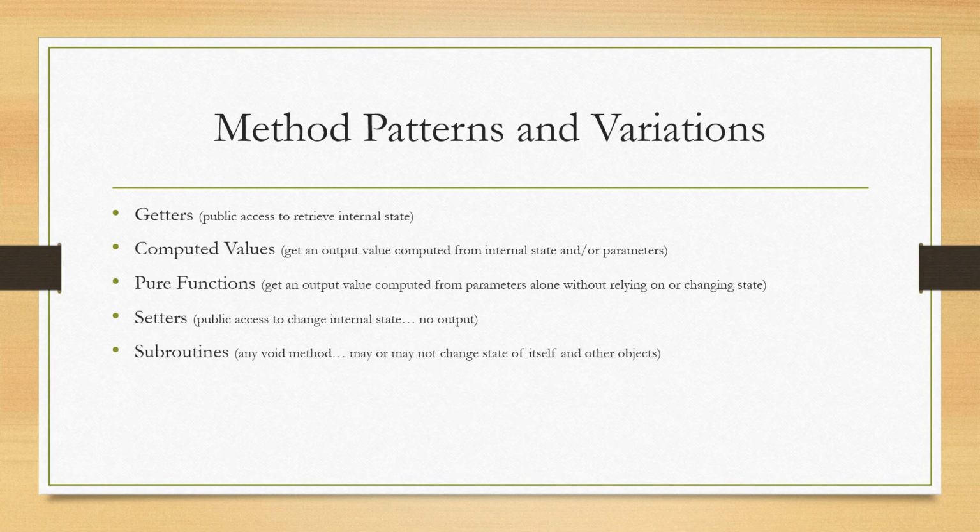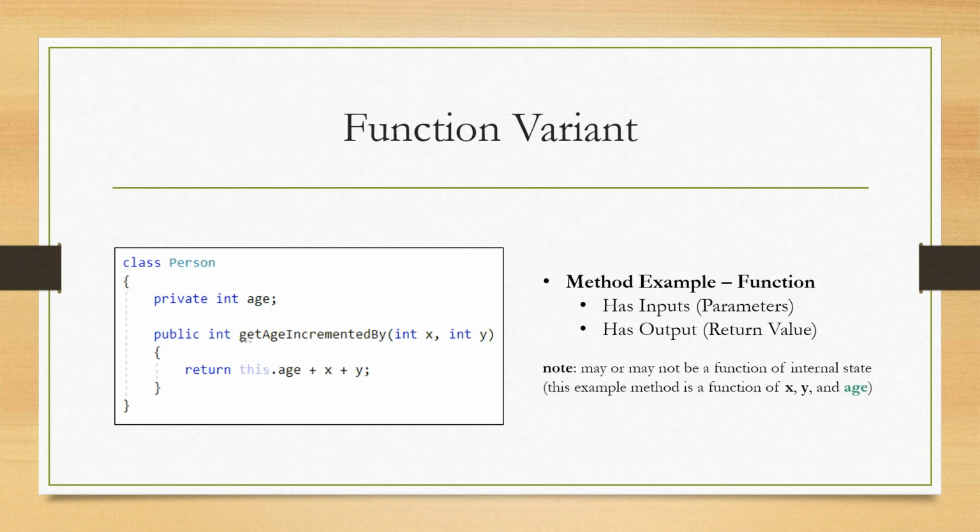So, a void method can change itself. It can change other objects. It can not change anything. This is one of the criticisms of object-oriented programming. These things are called side effects. Basically, state changing in unpredictable places because of a call to a particular method.